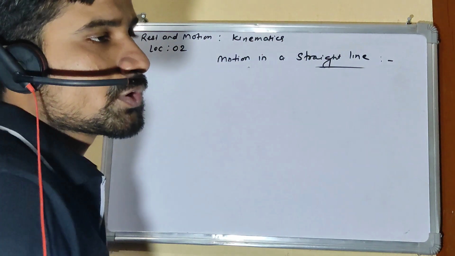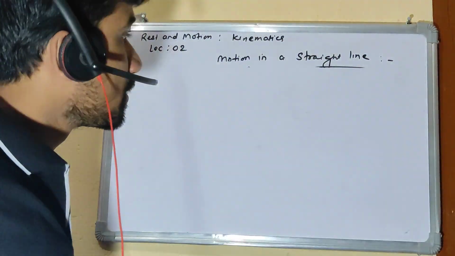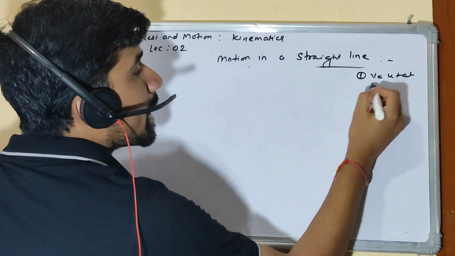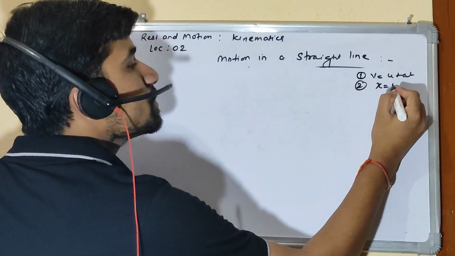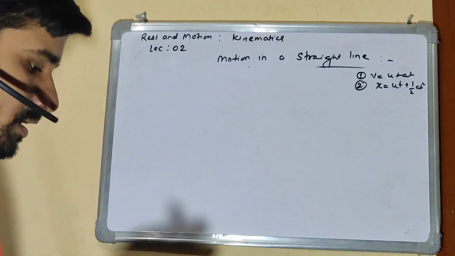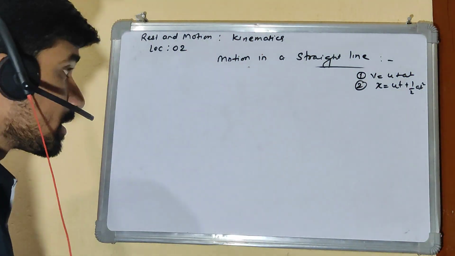So we have derived two equations of motion till now, right? One is v equal to u plus at, and another, conditionally, I said, is ut plus half at square. This is conditional. Okay, now let's derive the third one.